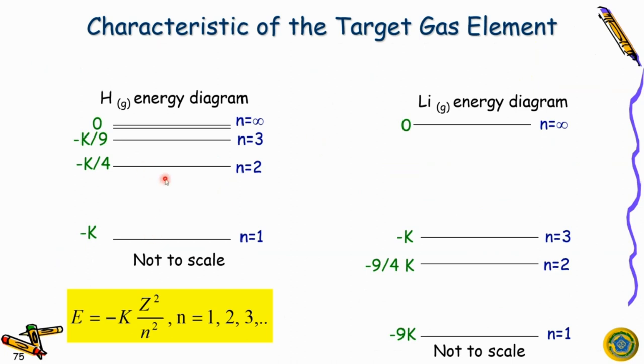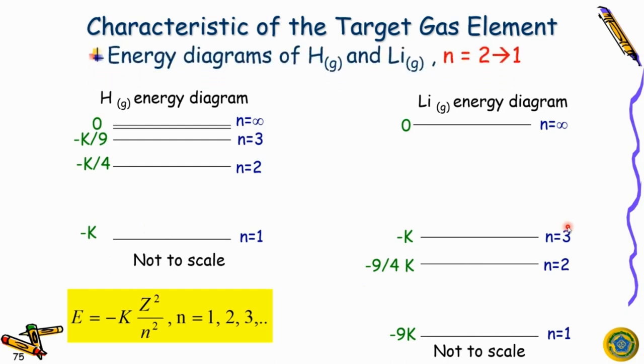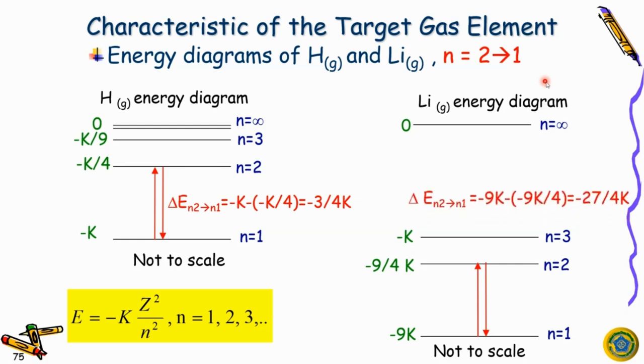For n=1, this is four quarters, right? This is 4/4. For n=2 to 1, this is much higher than this, right? So this is the energy level diagram of lithium, and hydrogen is different. I'm just giving you an example. This is the characteristic wavelength of this element. So this is the fingerprint of the element.